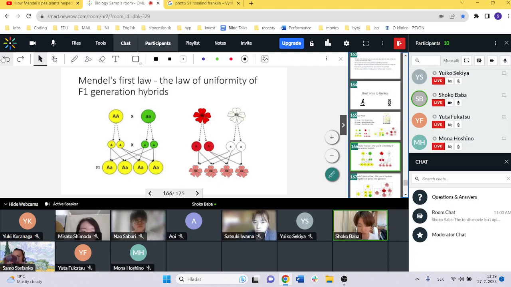Mendel's first law is that when a pure line parent with a dominant trait is crossed with a pure line parent with a recessive trait, the offspring will have only the dominant traits. Mm-hmm. That's all. Perfect. That's very correct. Thank you, Shoko. So let me maybe just provide you with a little bit more information.